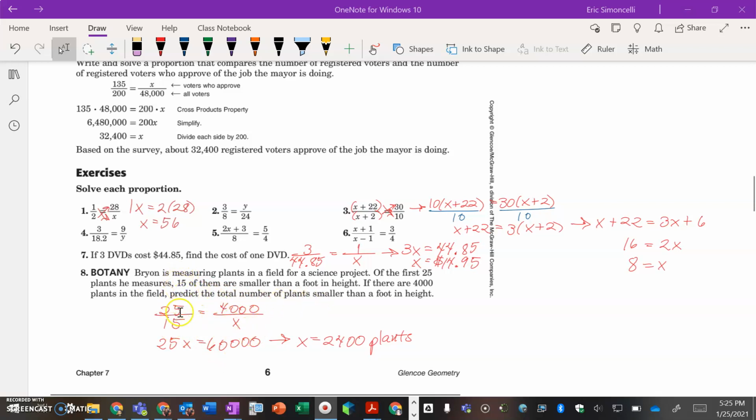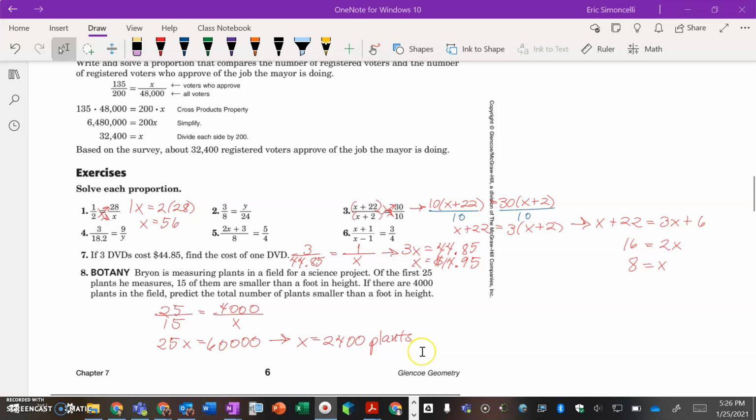On the other side of the proportion, we know that there are 4,000 plants in the field, so that's also in the numerator. So plants are in the numerator on both sides of my proportion. That's important. Same units on both sides in the numerator, as well as then in the denominator, predicting the total number of plants. So if 15 in the denominator was the quantity that's smaller than a foot, x is the unknown. As a ratio, 25/15 equals this ratio, 4,000 over x. 25 is to 15, we say, as 4,000 is to x. We cross multiply. 4,000 times 15 is 60,000. This cross multiplies to 25x. We divide both sides by 25, and we end up with 2,400 plants.